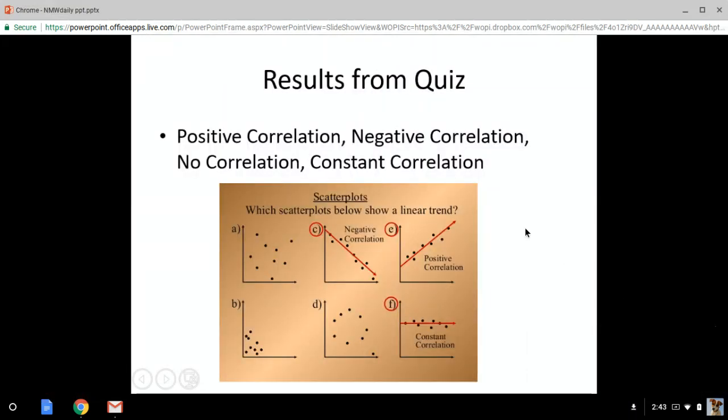First off, I want to talk about the results from the quiz. When I looked through the Canvas quiz, the biggest question I think people had was, what does it look like when it's positive correlation, negative, no correlation, and constant correlation? And there was one problem on the quiz that I felt was somewhat difficult to see.